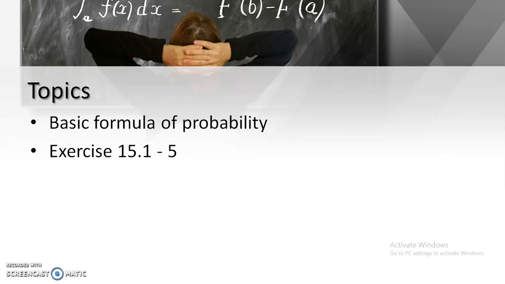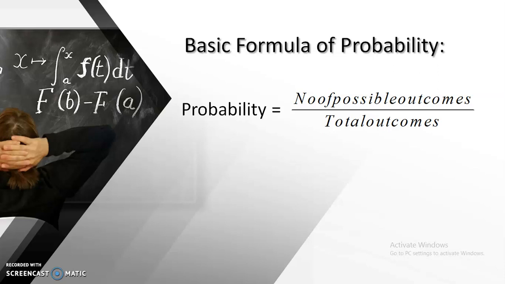Starting with the first basic formula: probability equals the number of possible outcomes divided by total outcomes, which is already known. So go to the next.